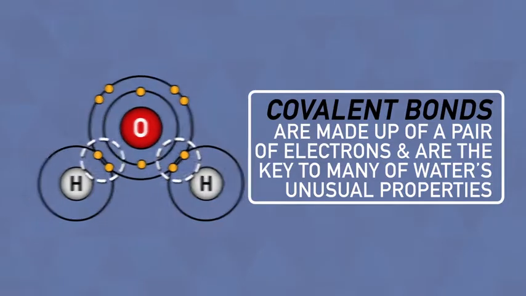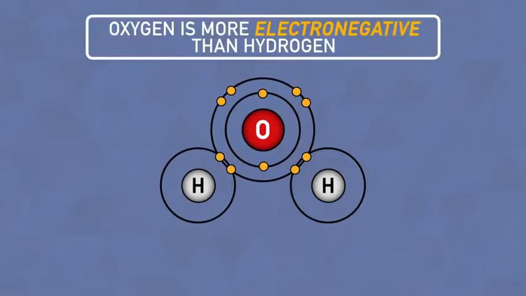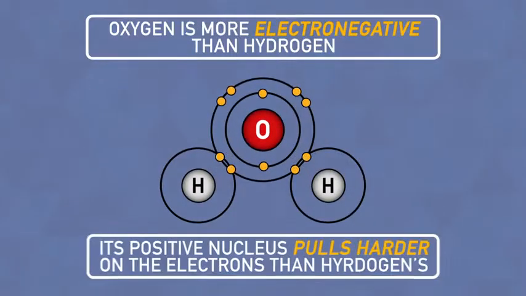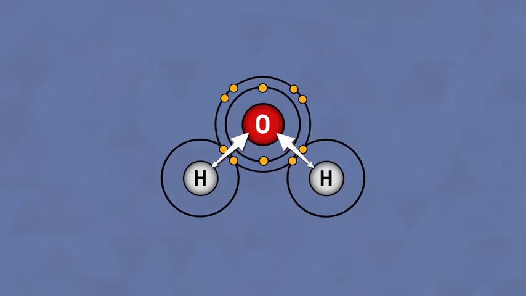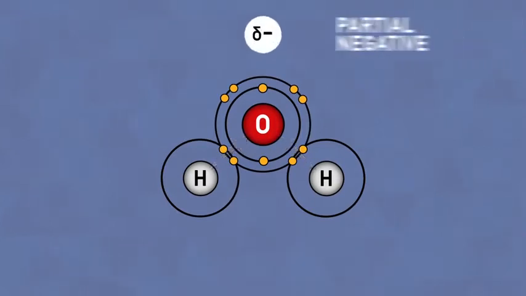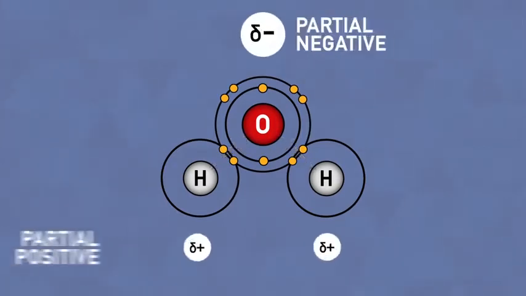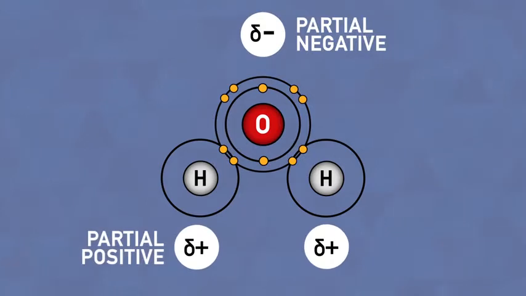unusual properties. Oxygen is more electronegative than hydrogen. This means that its positive nucleus pulls harder on the negative electrons in the covalent bonds than the hydrogen's nucleus. As a result, the oxygen atom develops a partial negative charge, which leaves the hydrogens with a partial positive charge. These partial charges create a positive end and a negative end to the molecule, making it what chemists call polar.